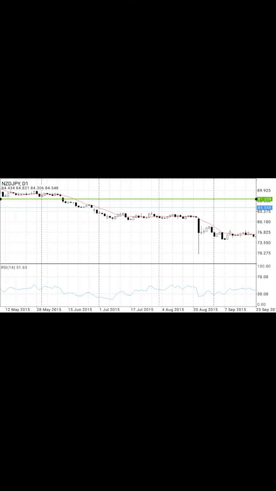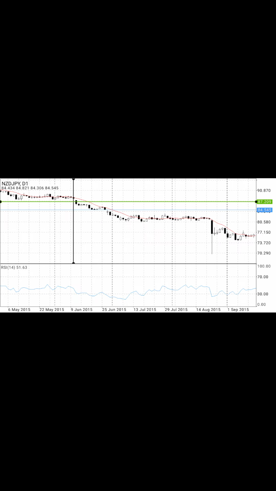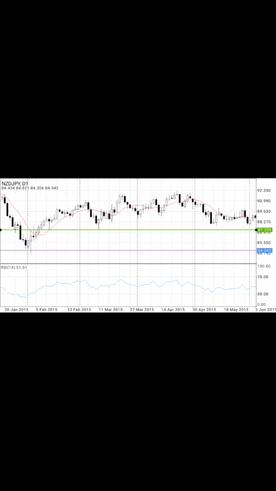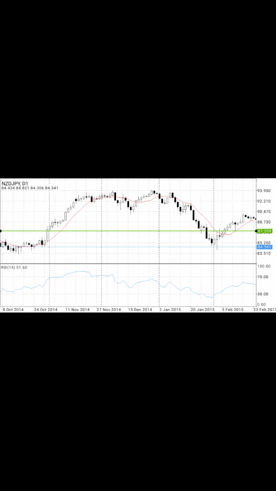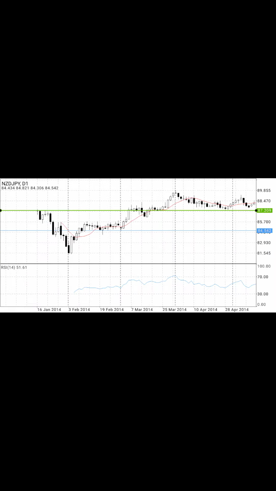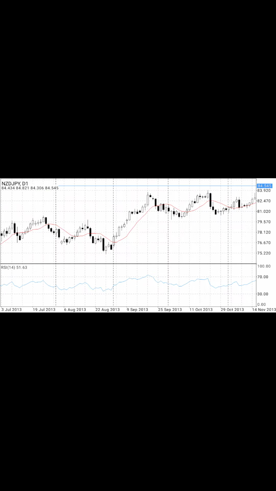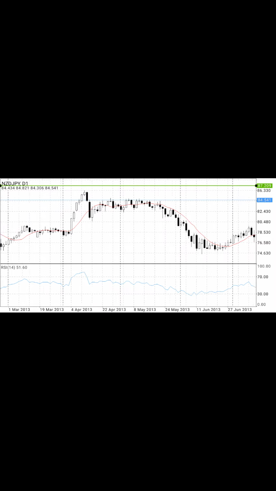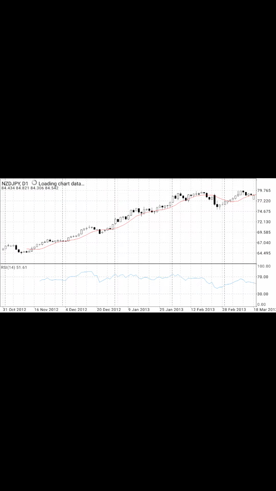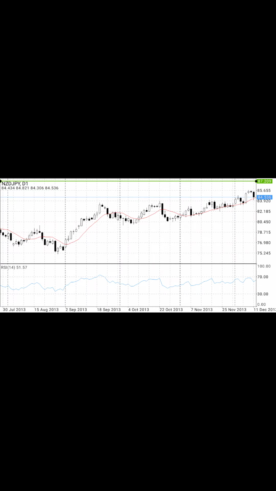Let me highlight that. So that's the point, price broke above the resistance, and it lasted a while, then it broke above again, then again, then again, then again. Other than that, it seems pretty significant. So let's highlight all the breaking points.